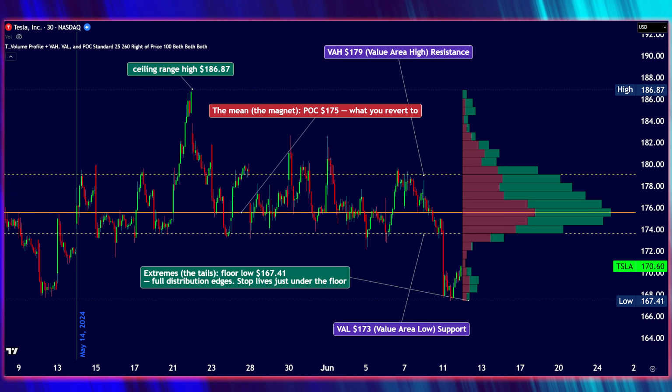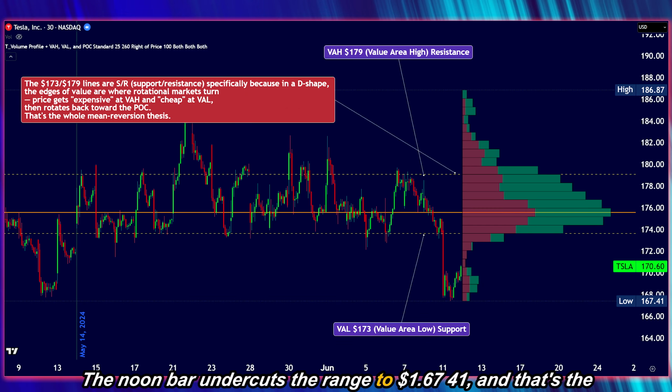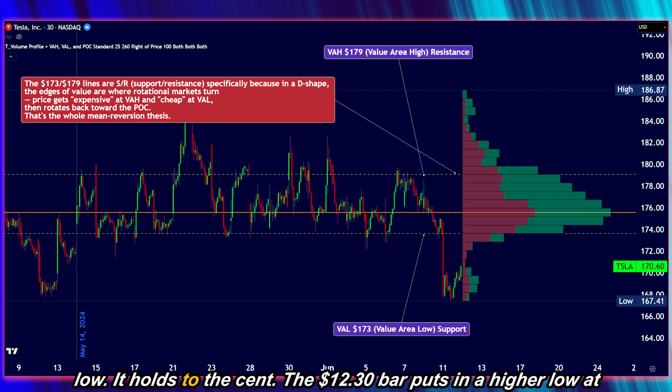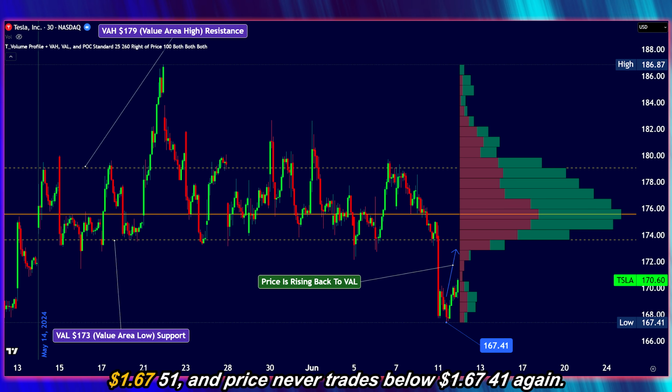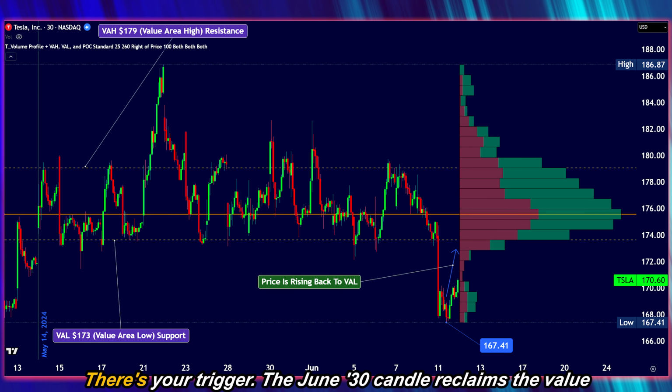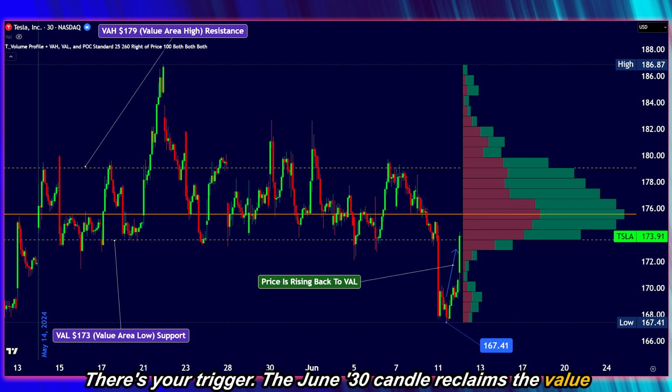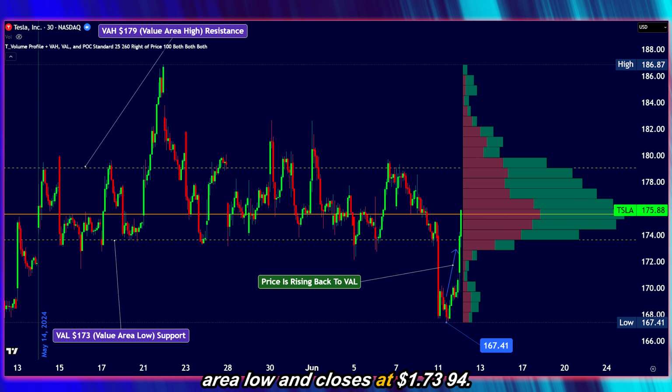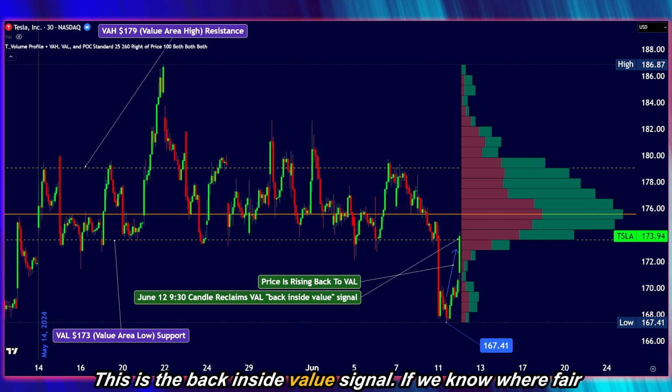June 11th. The noon bar undercuts the range to 167.41, and that's the low. It holds to the cent. The 1230 bar puts in a higher low at 167.51, and price never trades below 167.41 again. There's your trigger. The June 12th 930 candle reclaims the value area low and closes at 173.94. This is the back inside value signal.